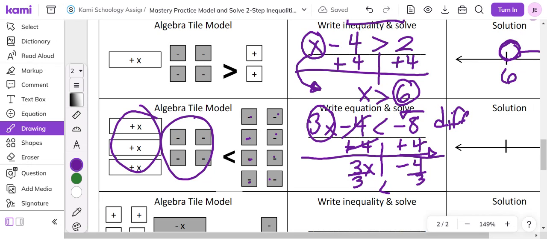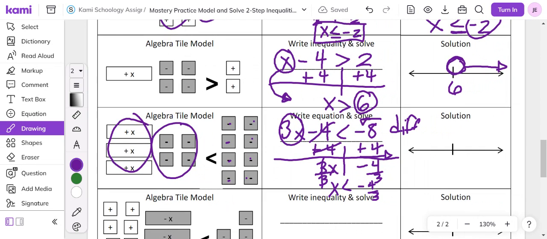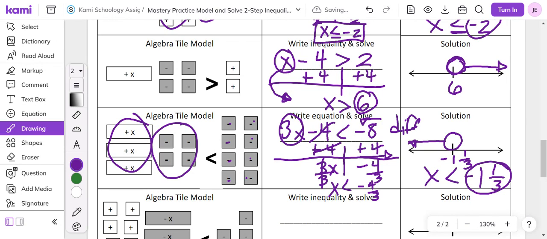Divide both sides by 3. So now we have x is less than negative 4 thirds. So x is less than negative 4 thirds is going to give us 1 and 1/3 once we simplify it. So this is going to be negative 1 and 1/3. So we're going to put a circle here at negative 1 and 1/3, and x is going less than. So we're going to go in the less than direction, which is going to be going to the left.